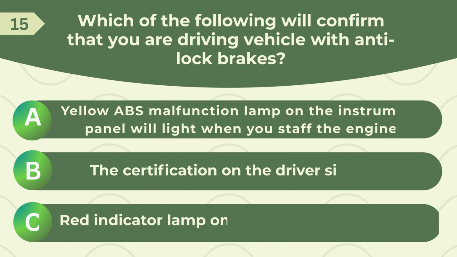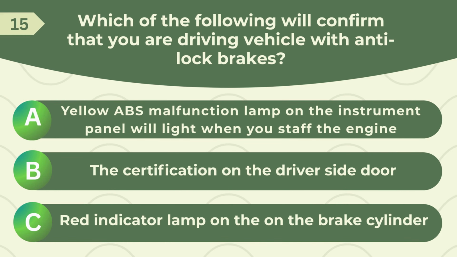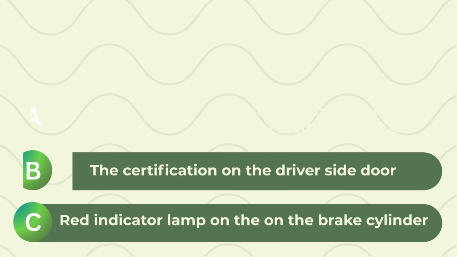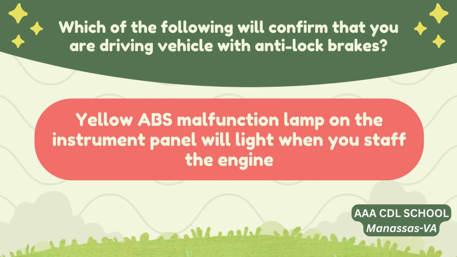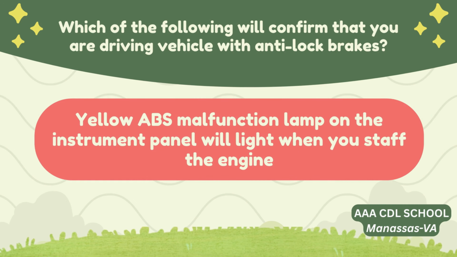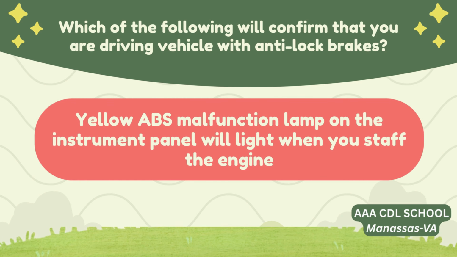Which of the following will confirm that you are driving a vehicle with anti-lock brakes? A. Yellow ABS malfunction lamp on the instrument panel will light when you start the engine. B. The certification on the driver side door. C. Red indicator lamp on the brake cylinder. Correct answer: yellow ABS malfunction lamp on the instrument panel will light when you start the engine.